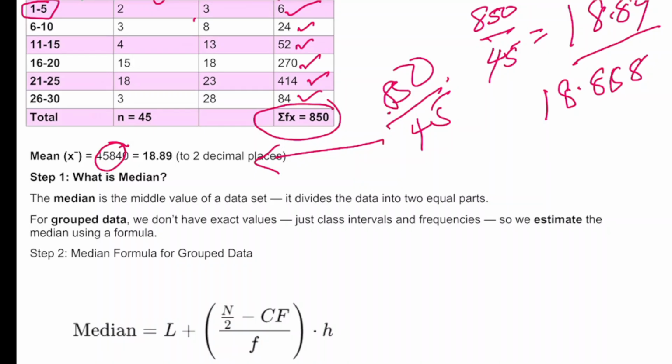So before I go there, I sometimes wonder and ask myself, what is the difference between median and mean? Is there anyone who can tell me the difference between median and mean?